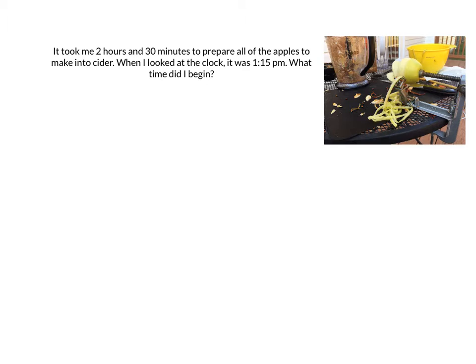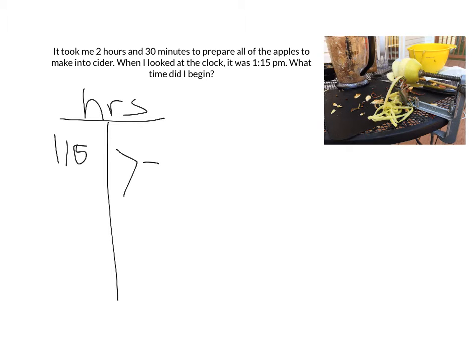Just like with our other elapsed time work, I can use a T-chart to find this. The difference is I'll be working backwards this time. So I still do my hours first, and I'll be working backwards. So I ended at 1:15, going back 1 hour, subtracting 1 hour, puts me at 12:15. Subtracting back another hour puts me at 11:15.